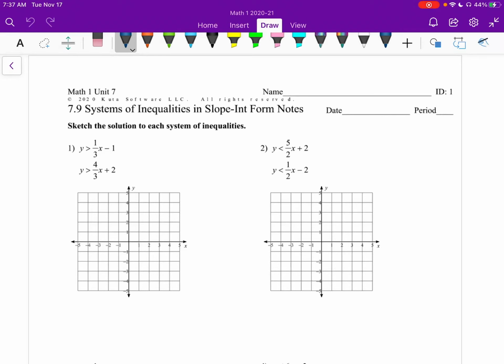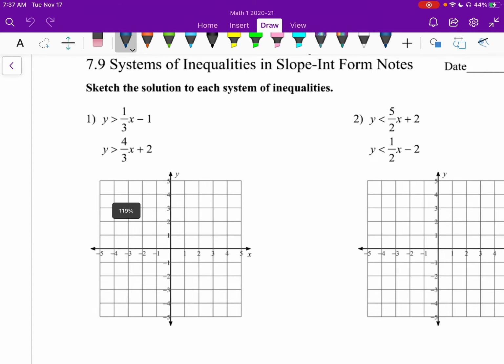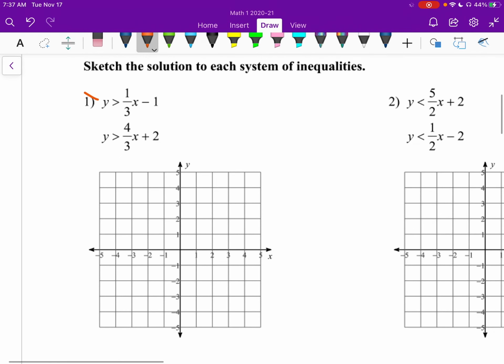All right, systems of inequalities. So here we're going to graph both of these inequalities, and then we're going to see where they overlap. So starting off with number one, I'll make the top one orange and the bottom one green, just so that it's easier to see. The top one, we graph it as if there's a little equal sign there, and we graph the line.